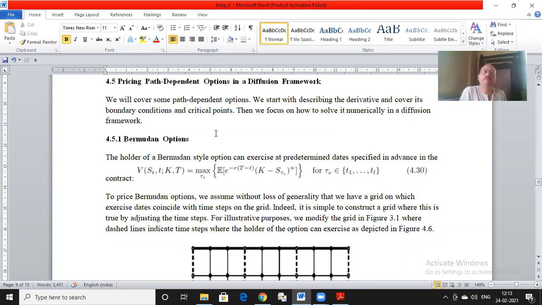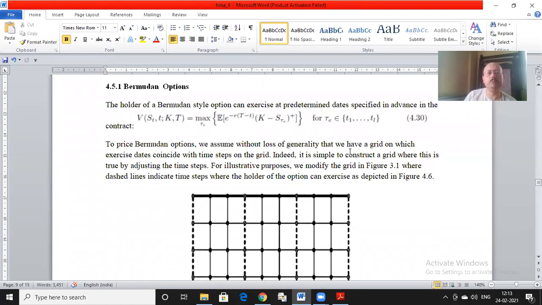So first we will start with the derivative and then talk about the boundary conditions, the critical points, etc., and then bring them together to the solution. Okay, so let's start with the Bermudan option.